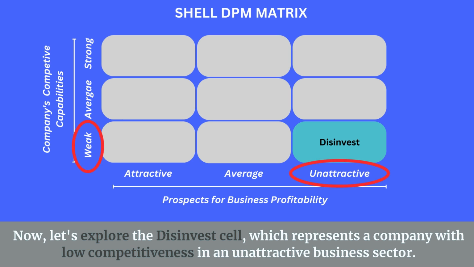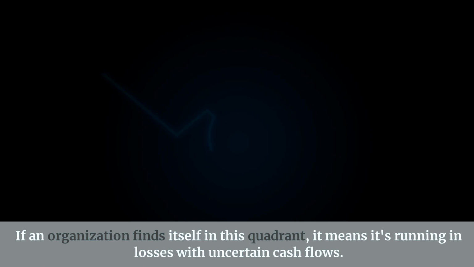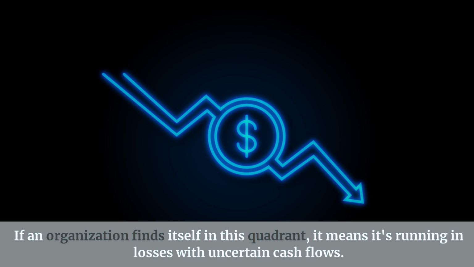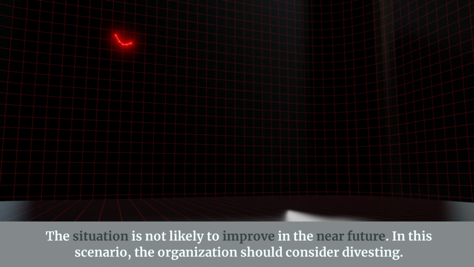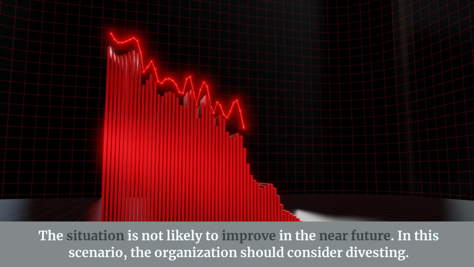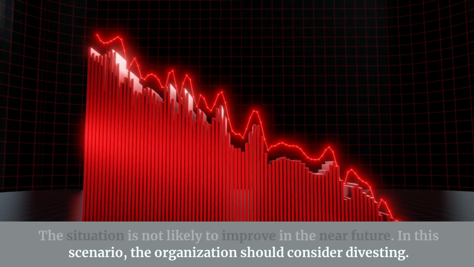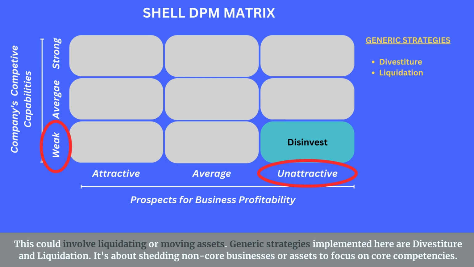Now, let's explore the disinvest cell, which represents a company with low competitiveness in an unattractive business sector. If an organization finds itself in this quadrant, it means it's running in losses with uncertain cash flows. The situation is not likely to improve in the near future. In this scenario, the organization should consider divesting. This could involve liquidating or moving assets. Generic strategies implemented here are divestiture and liquidation.